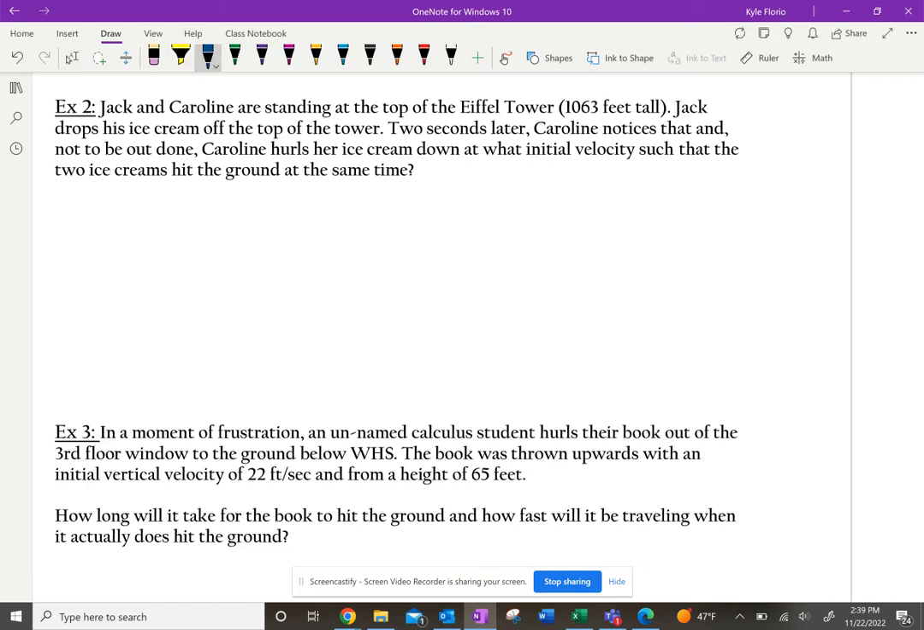Let's look at example 2 now. Jack and Caroline are standing at the top of the Eiffel Tower, which is 1,063 feet tall. Jack drops his ice cream off the top of the tower. 2 seconds later, Caroline notices that, and not to be outdone, Caroline hurls her ice cream down at what initial velocity such that the 2 ice creams hit the ground at the same time.